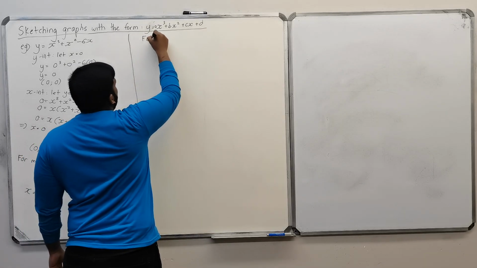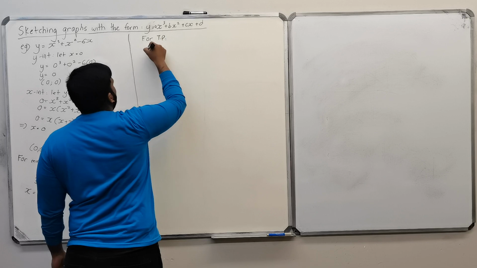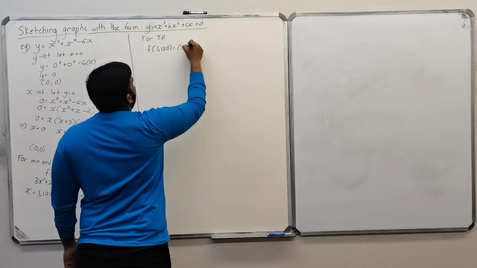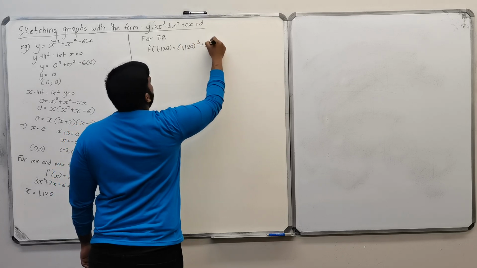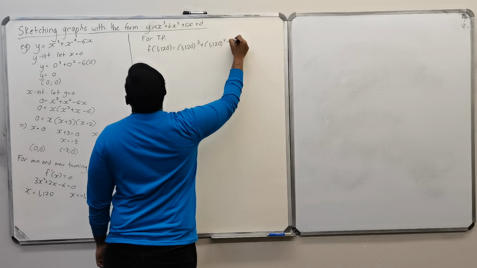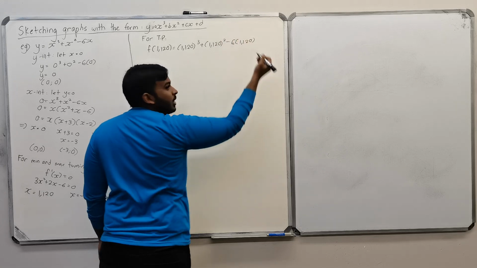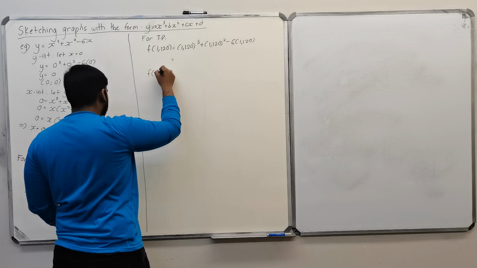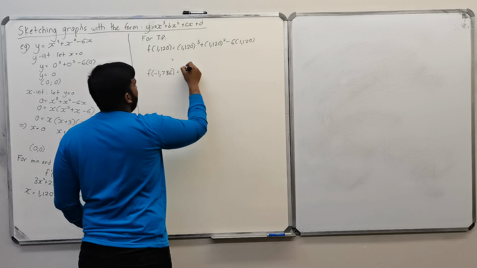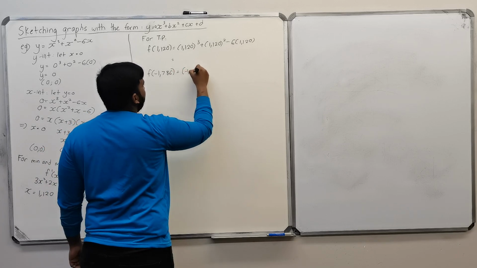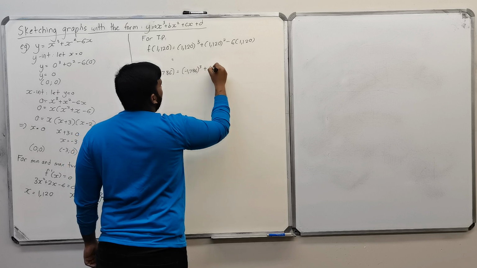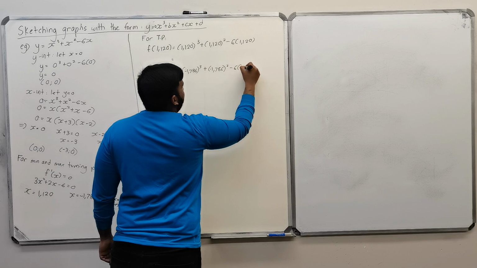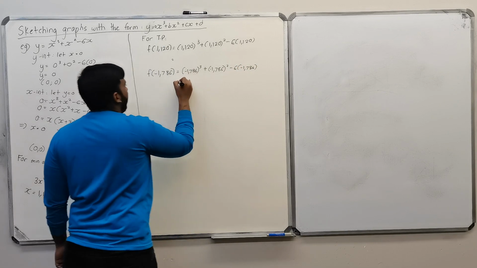For your turning points, you're going to substitute back into your original equation. So f of 1.120 is equal to 1.120 cubed plus 1.120 squared minus 6 times 1.120. And then you're going to solve for f of minus 1.786, equal to minus 1.786 cubed plus minus 1.786 squared minus 6 times minus 1.786. Okay?